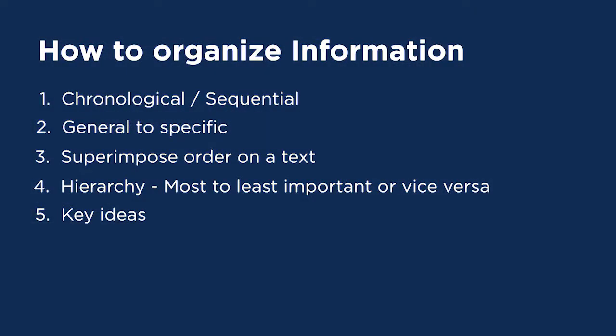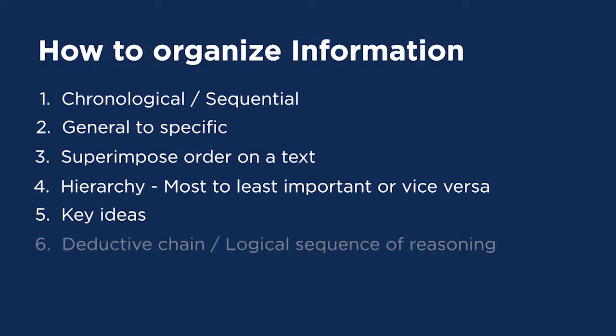The last way of organization that I'm going to talk about today is what's called a deductive chain or a logical sequence of information. The most common of that is the A and B, if A and B, then C. So where do we see that? If Socrates is a man and men are mortal, then Socrates is mortal. That's the common deductive chain.